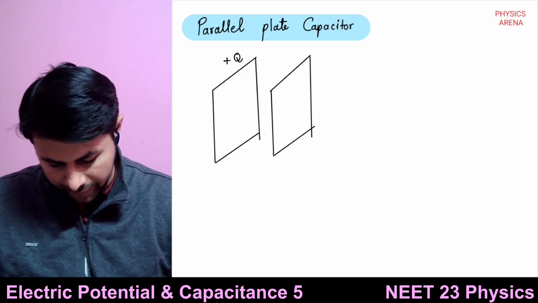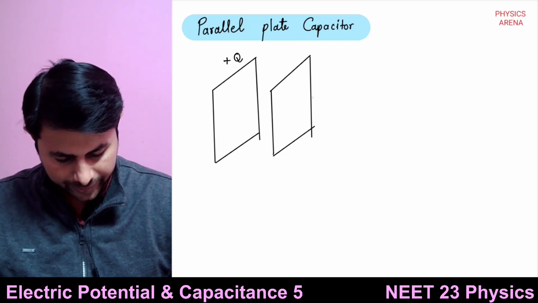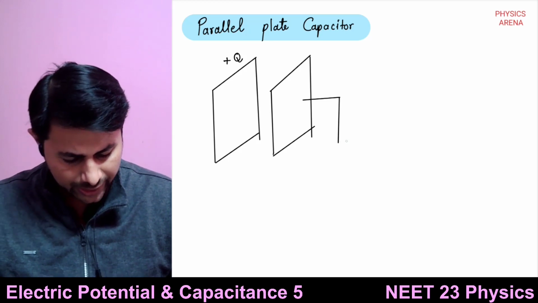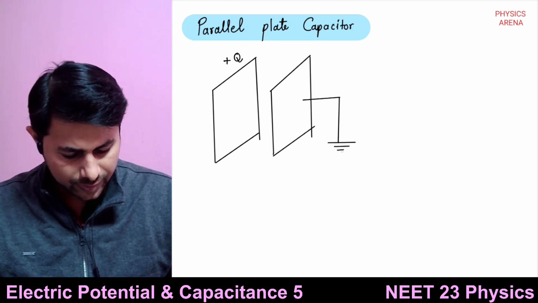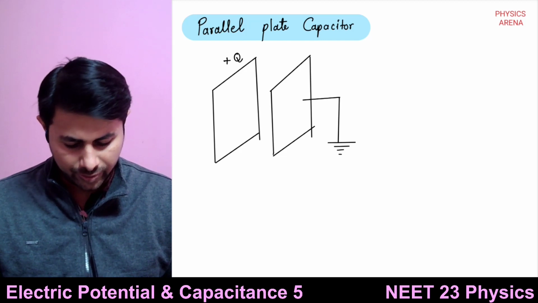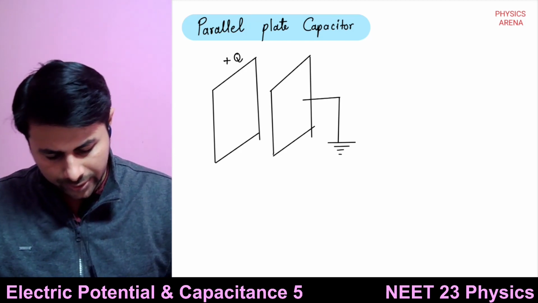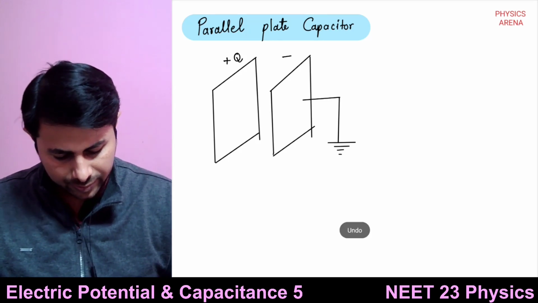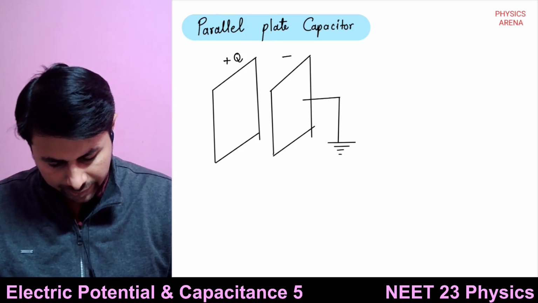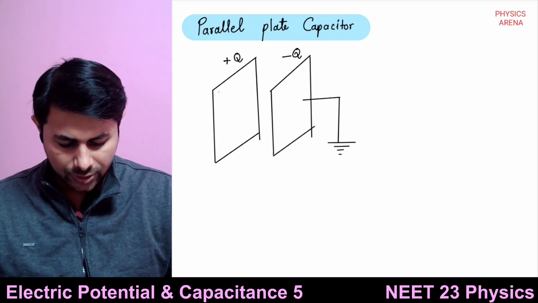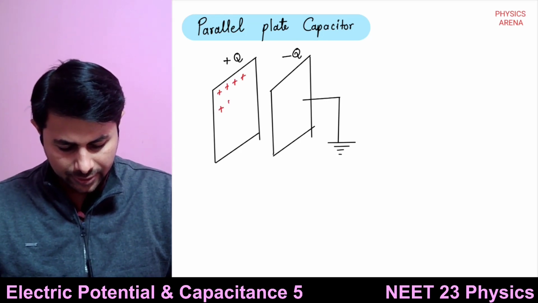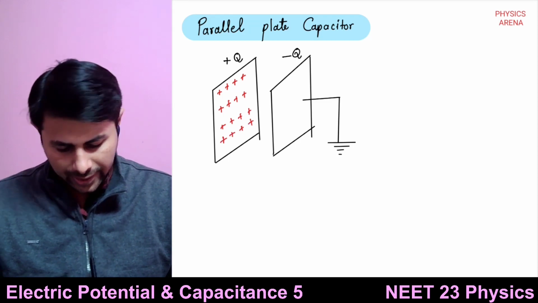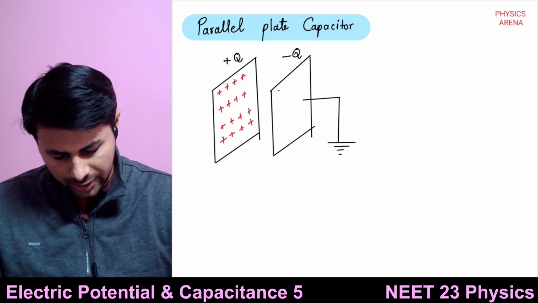Now what you will do is remove that plus Q charge on the other plate by connecting a wire. You connect it to ground and remove that plus Q charge from the other plate. So the other plate will have minus Q charge on it. This one has a positive charge, and this plate has a negative charge.